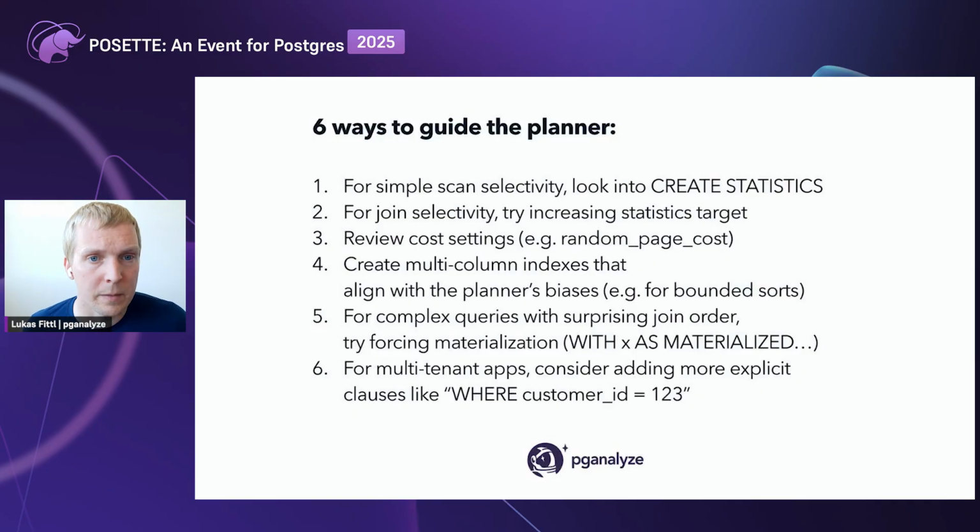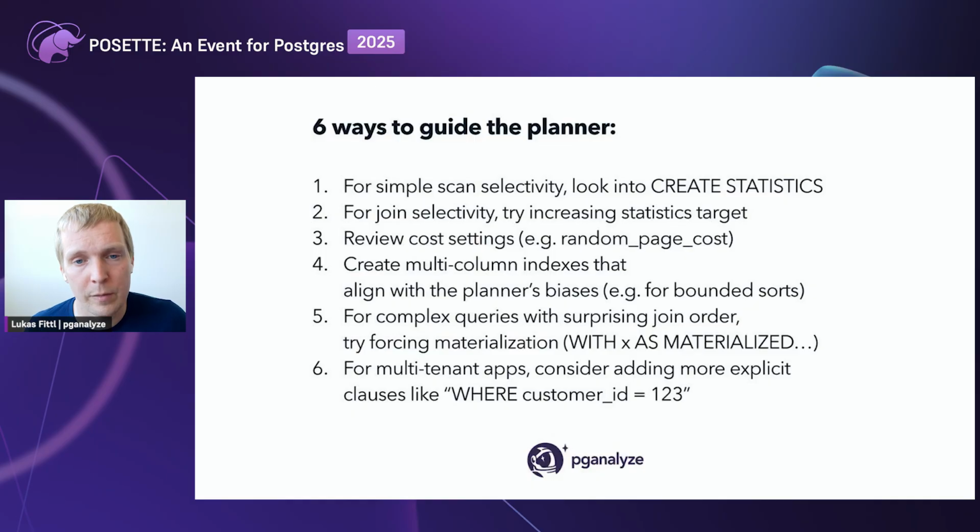So to summarize, there's basically 6 ways to guide the Postgres planner that I can think of right now that I would like to give you on your journey. First of all, if you have simple scan selectivity issues, right? So if you have a problem where the Postgres planner gives you the wrong row count, look into using create statistics. Create statistics collects additional information. This doesn't work for cross-table situations, but it works well if you have these functional dependency issues.